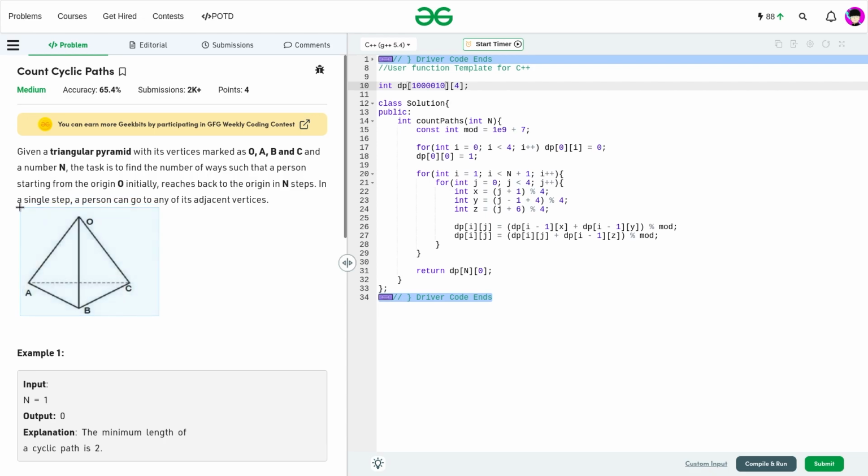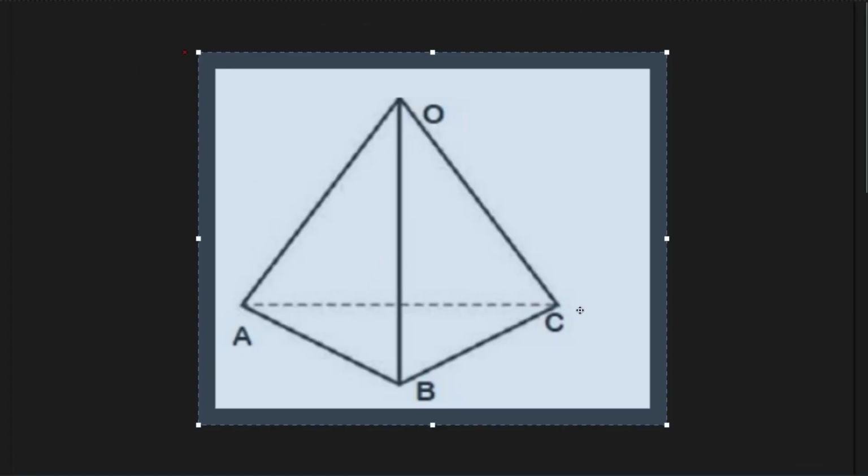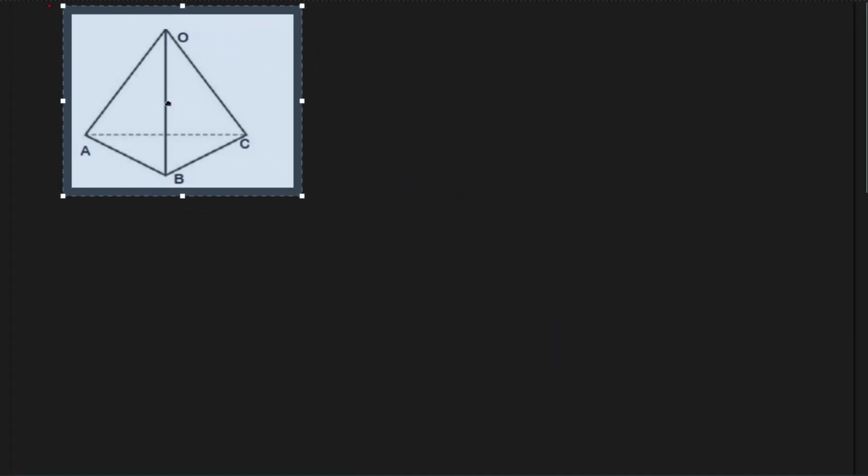So let me just show you once. So it is a triangular pyramid. So on the top we have O, here we have A, here we have B, here we have C. This is connected and this is connected. So actually the connection between A and C is present there.